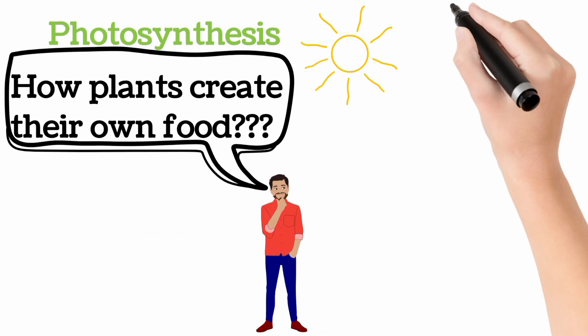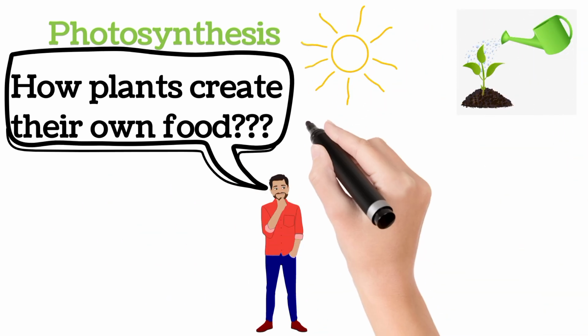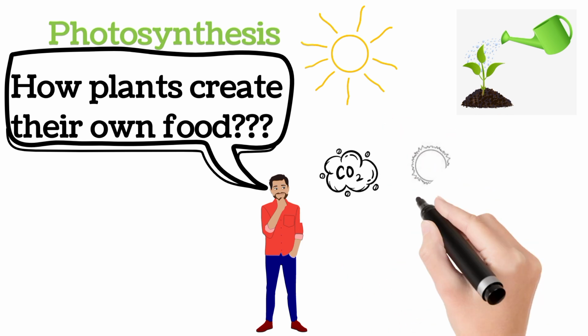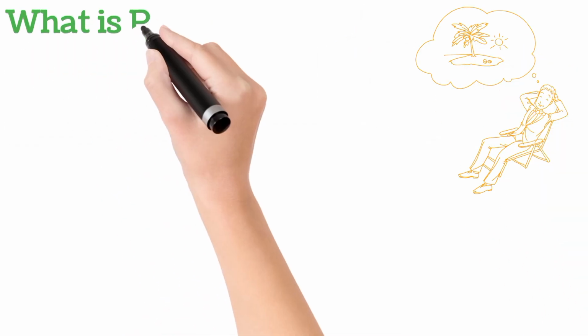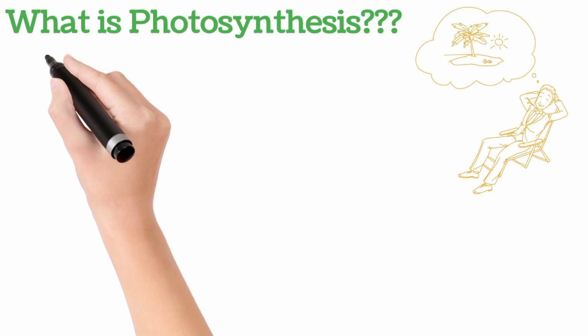Have you ever wondered how plants create their own food? Using sunlight, water, and carbon dioxide, they perform a miraculous process that sustains life on Earth. Let's dive in and explore how this works step by step.